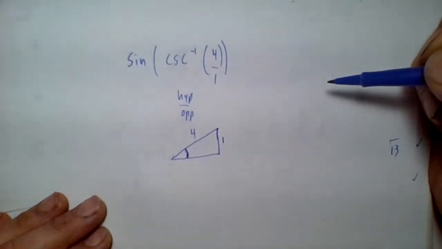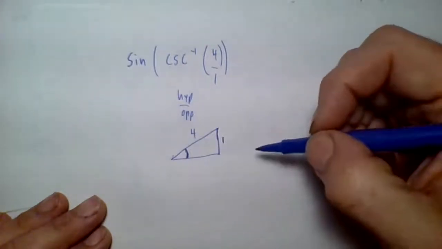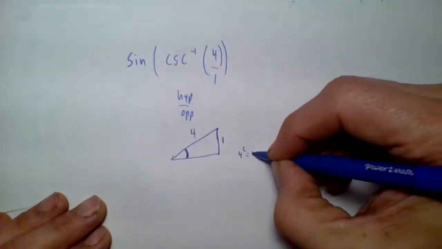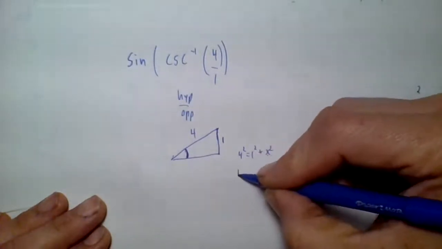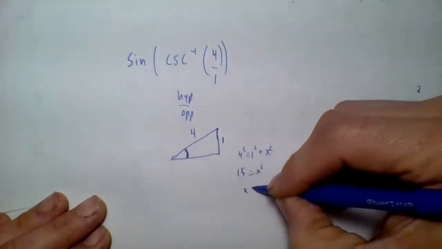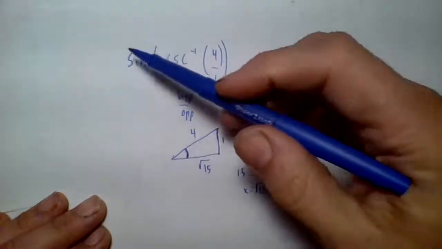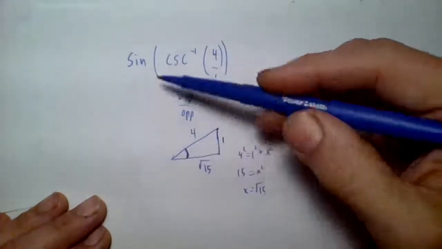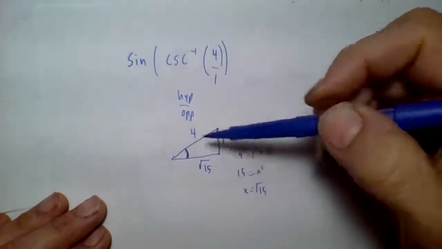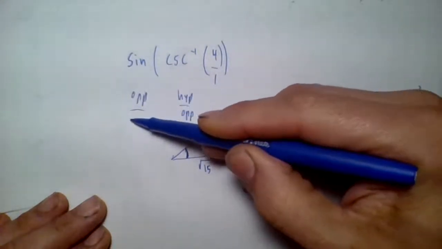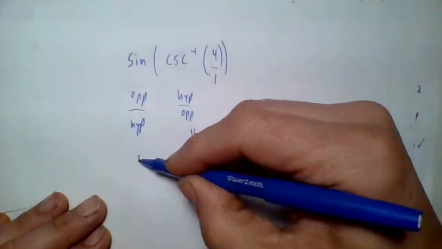I can figure out the third side because 4 squared equals 1 squared plus this squared. So I got radical 15. And the sine of this angle, well, sine is actually just opposite over hypotenuse. So I don't even need that third side after all. I just have 1 over 4.